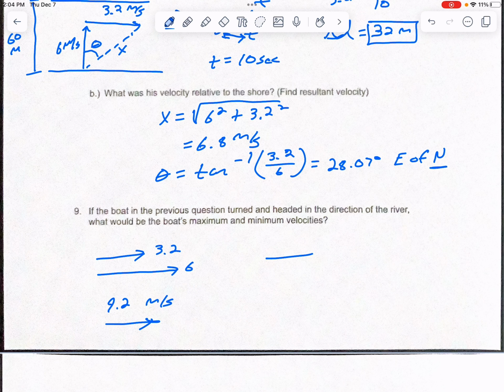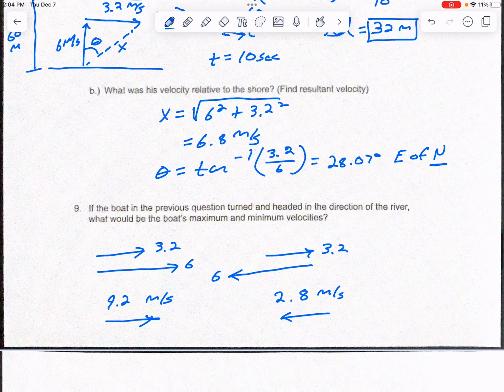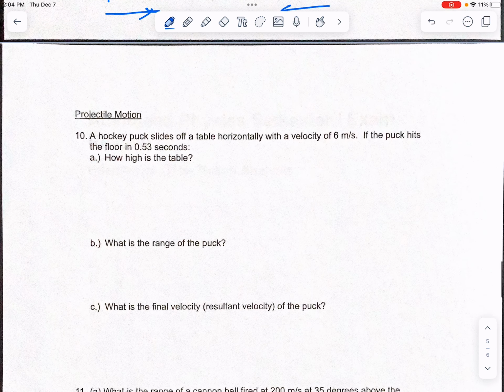Now, if the river's still going this way at 3.2, but now the boat's going this way at 6, they're not going to help each other, they're going to hurt each other, so subtract them. So it's going to come out to 2.8 meters per second, and then ultimately the boat is still going to the left. Okay. So moving on to the next one, projectile motion.